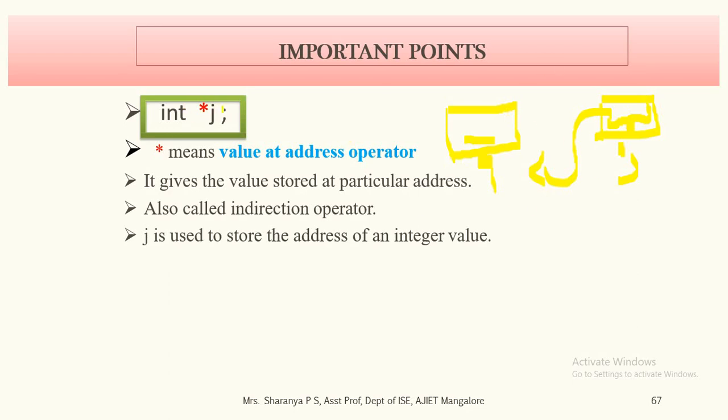And this star we normally refer to as the indirection operator, where it is used to store the address of an integer value. Here we are making use of this j. This is one base concept that we are going to apply to the swapping of two numbers. Now, let us try to understand the same code that we have come across, that is swapping of two numbers by using the function swap by passing the address, or call by reference, or pass by reference, that we mention here.